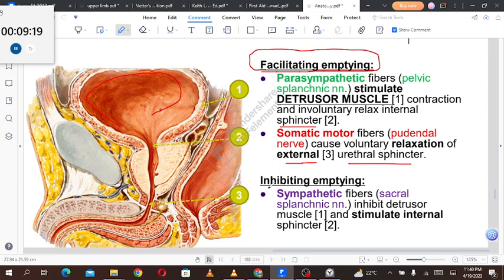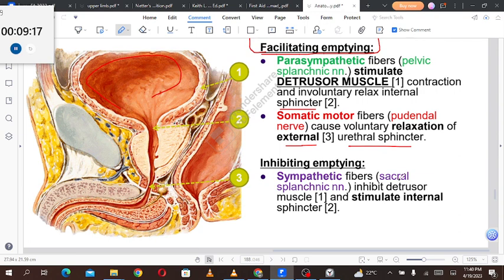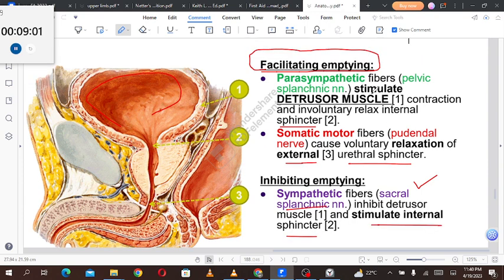The factors which inhibit the emptying or inhibit the micturition are sympathetic nerve fibers, the sacral splanchnic nerves. Okay. So sympathetic fibers which are coming from the sacral splanchnic nerves inhibit the detrusor muscle and stimulate the internal sphincter. Okay, remember one thing as well. The pelvic splanchnic nerve is parasympathetic, P for pelvic, P for parasympathetic, while the sacral splanchnic is sympathetic, S for sacral and S for sympathetic. Remember this thing as well.